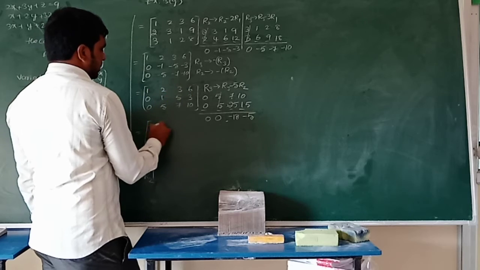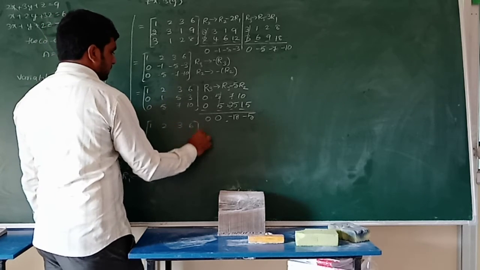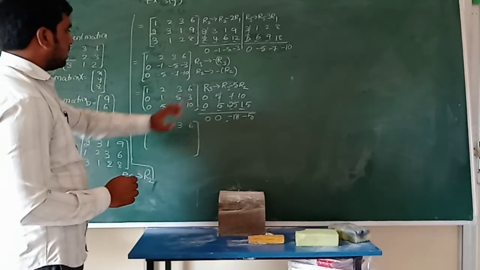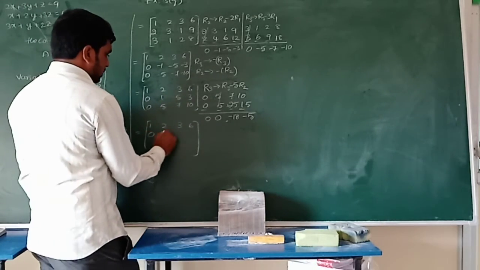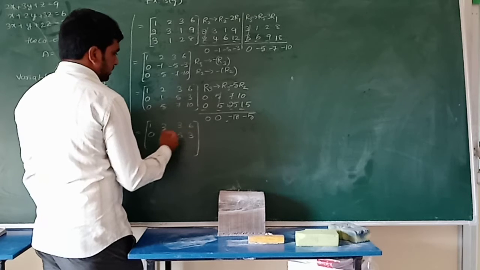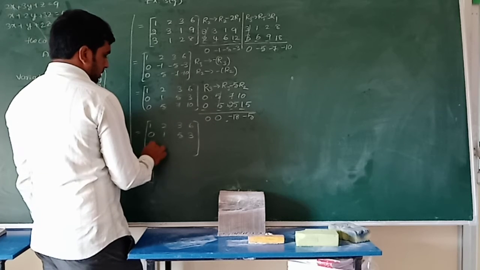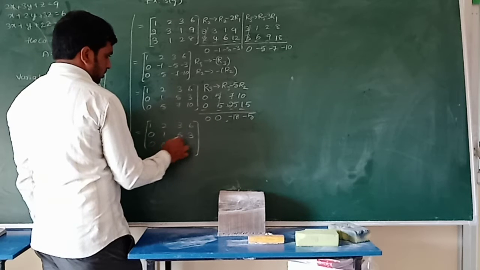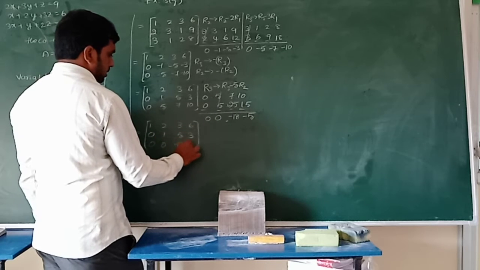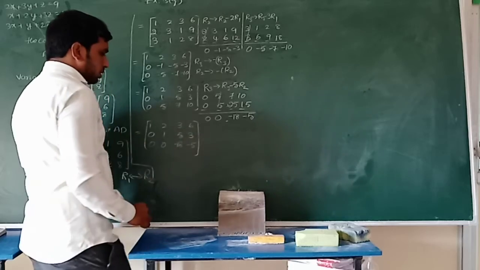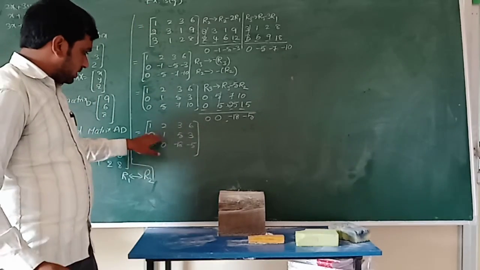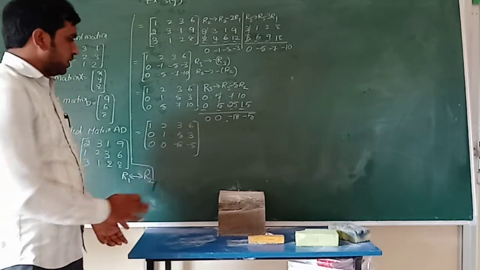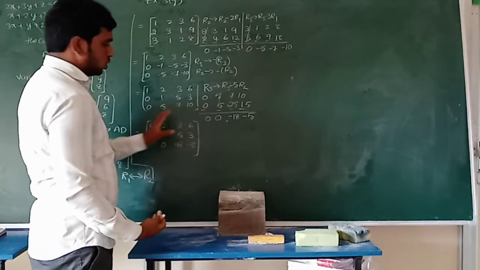Now that is equal to 1 2 3, 1 2 3, 6. Now R2, 0 1 5 3, R3. This is R3, 0, and this is 0, minus 18, minus 5. Now in this we have 3, 0. So this is matrix A and this is matrix AD. This is matrix A and this is total matrix AD.